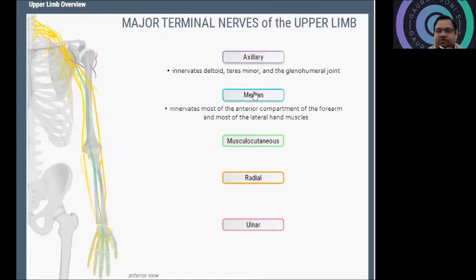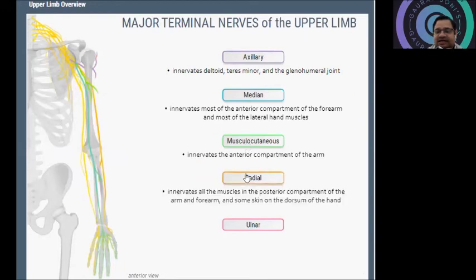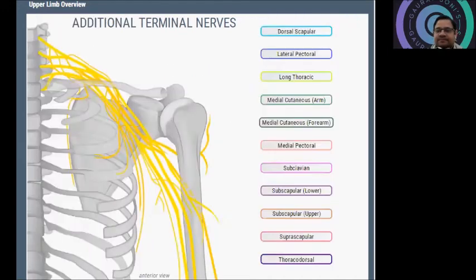Median nerve, it innervates most of the anterior compartment, whatever flexor compartment we have studied, and most of the lateral hand muscles. Musculocutaneous, it will innervate the anterior compartment of the arm, that is brachialis, coracobrachialis, and biceps brachii. Radial innervates all the muscles which are present in the posterior compartment of both arm and forearm, like triceps and all the extensors of the forearm. And ulnar, it innervates the flexor carpi ulnaris, half of the flexor digitorum profundus, and most of the intrinsic hand muscles. Means whatever lies on the side of the little finger, it will be innervating most of them.